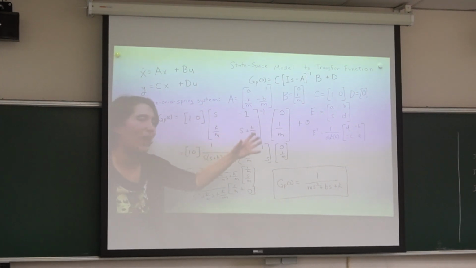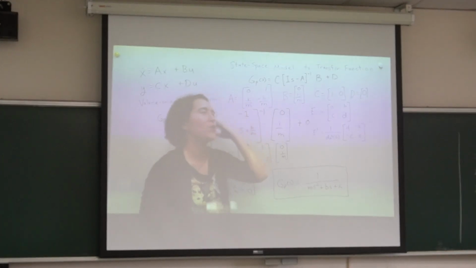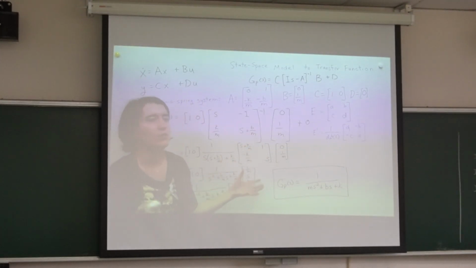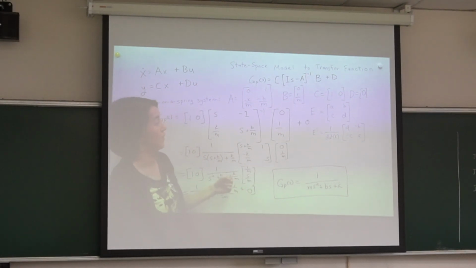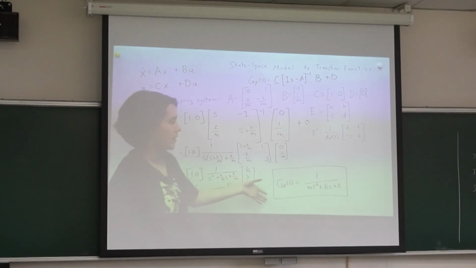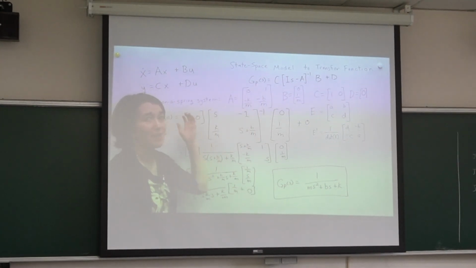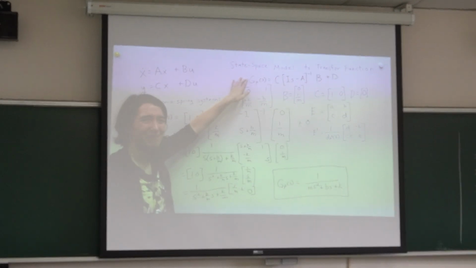Probably the most unfun part about doing this transformation is doing this inverse. If you get a very large A matrix, it's best to use MATLAB rather than trying to do it by hand. But with this one, 2x2 is usually not too bad. So we're able to take the state space. If you don't like state space for some reason and you want the transfer function, then you can transform it using this equation.